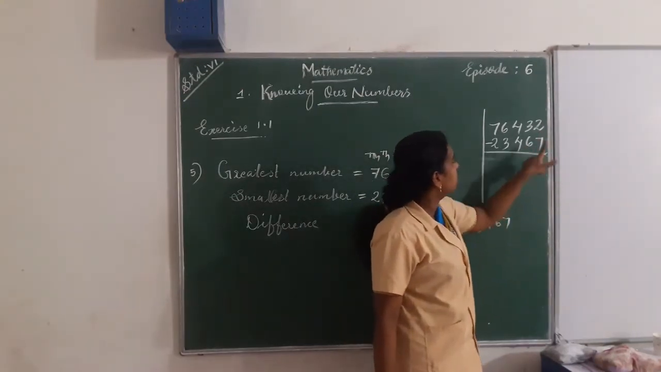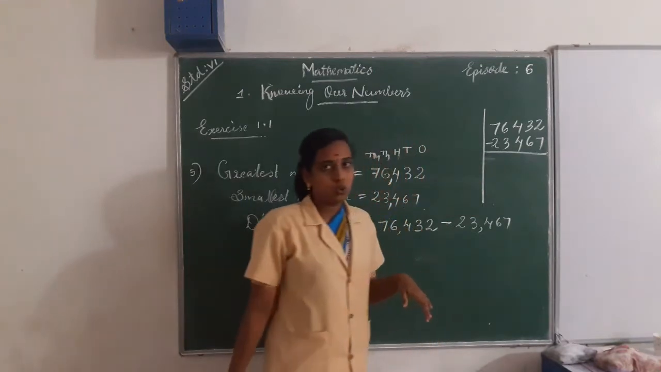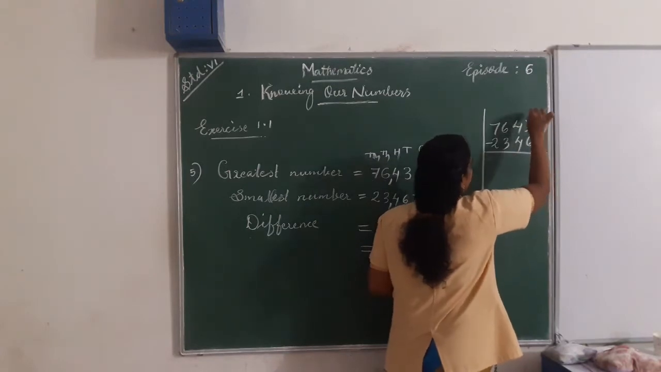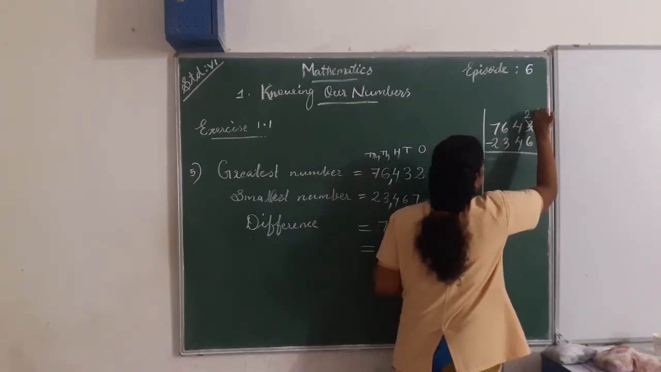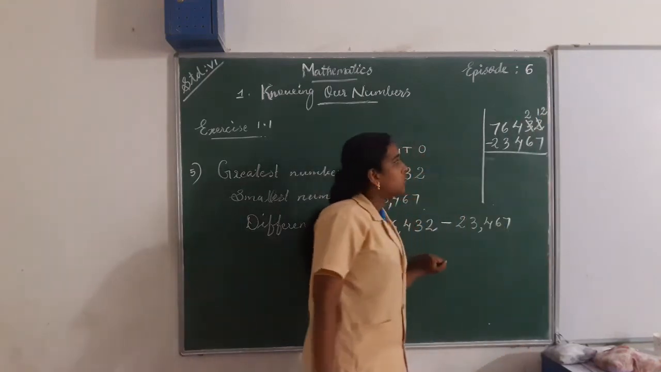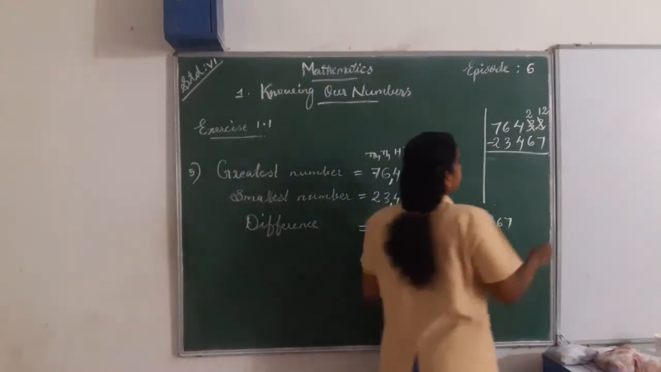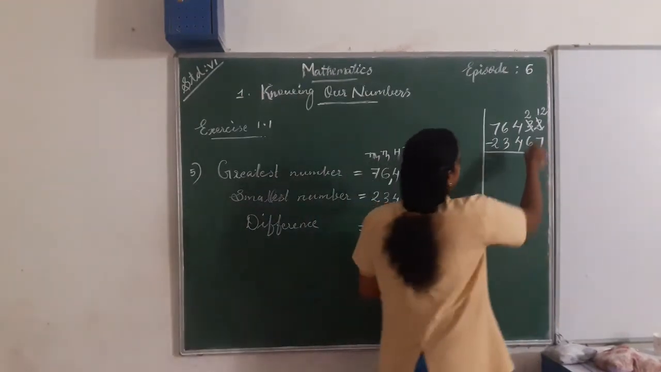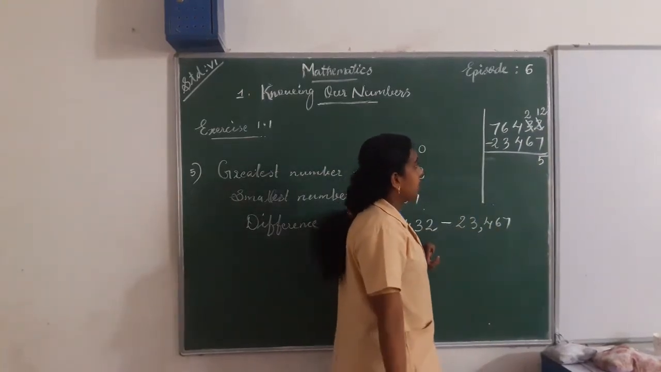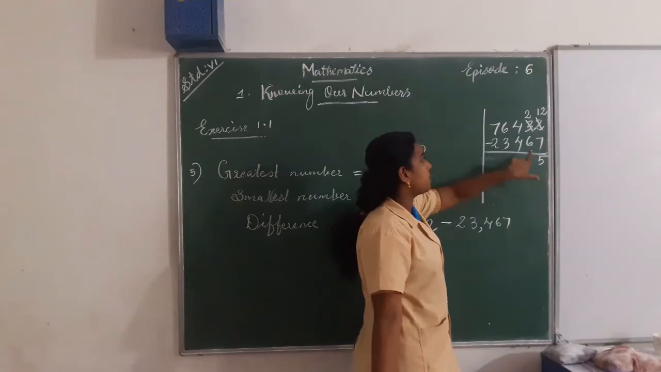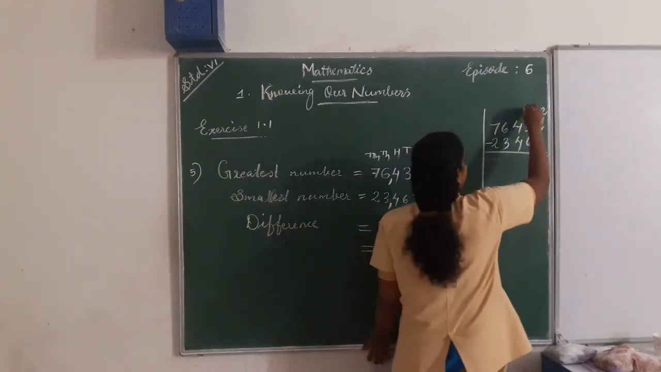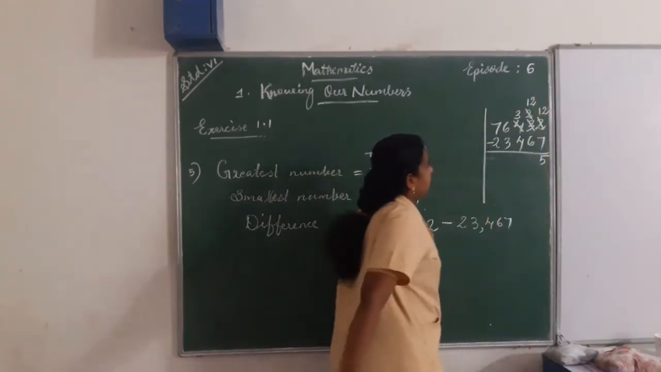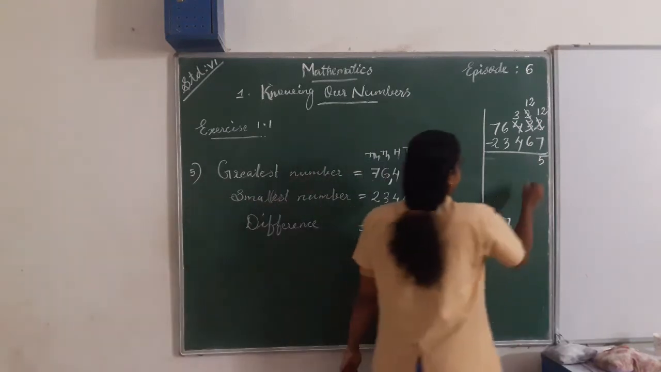Here 2 minus 7. We cannot subtract 7 from 2 because 7 is the greater digit. So we borrow from here. The 3 becomes 2 and the 1 drops, that is 12. 12 minus 7 is 5. Then 2 minus 6. Here also we cannot subtract 6 from 2, so we borrow. Here the 3 becomes 2 and the 2 becomes 12. 12 minus 6 is 6.